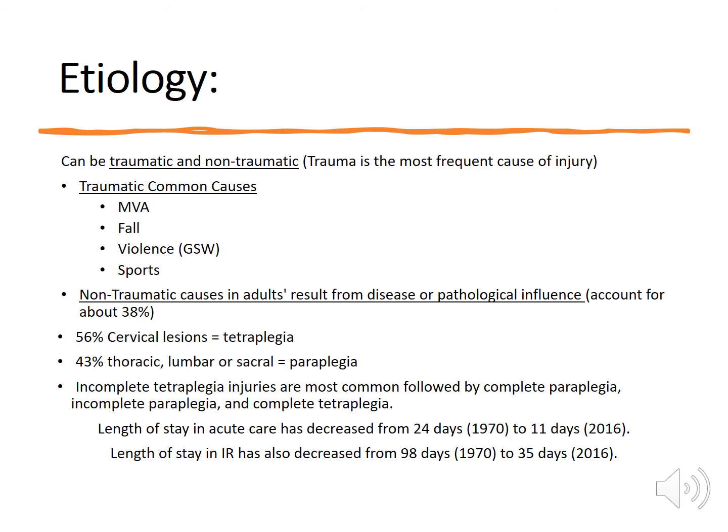56% of cervical lesions will lead to tetraplegia, which is the same as quadriplegia. And we're going to be talking a little bit more about what those mean. And 43% of the injuries are thoracic, lumbar, or sacral, which will lead to paraplegia. Incomplete tetraplegic injuries are most common, followed by complete paraplegia, incomplete paraplegia, and complete tetraplegia. So this is just giving you the most common injuries in the order of how often they happen.